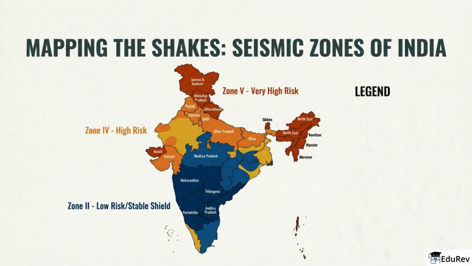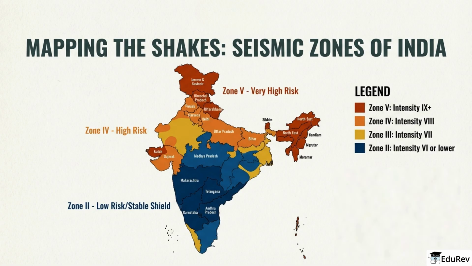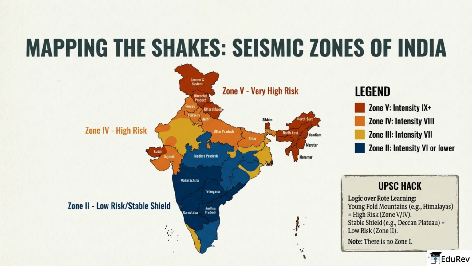Now map the shaking. India's seismic zones are not just colors on a map. They reflect structural geology. Zone 5 is very high risk. Zone 4 is high risk. Zone 3 is moderate risk. Zone 2 is low risk or stable shield. The pattern is the real point. The young fold mountains, Himalayas and much of the northeast fall in the highest risk belts. The stable shield region, especially the Deccan Plateau, is far safer.